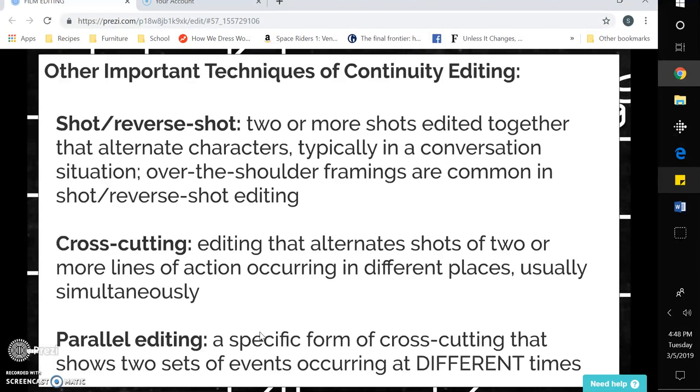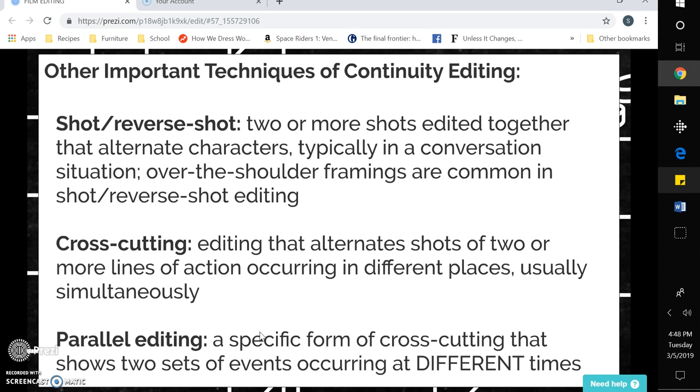Parallel editing is very similar, but the important thing here is that the events are occurring at different times. This is a specific type of cross-cutting that shows two sets of events occurring at different times. So you might alternate shots of two or more lines of action, but they're not supposed to be occurring simultaneously like the rescue scene. They're happening at different times. So parallel editing is a little bit more specific, a little bit more nuanced.